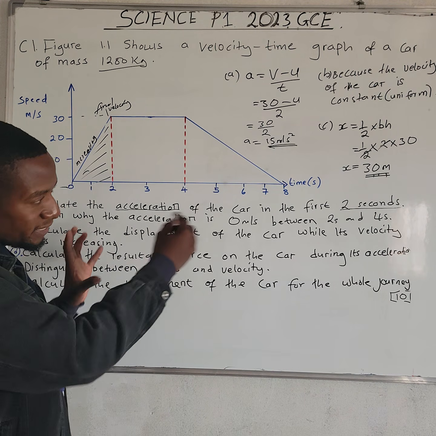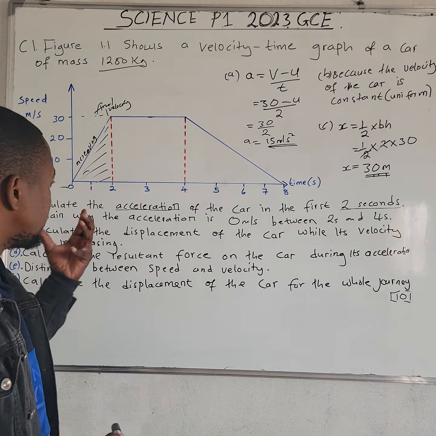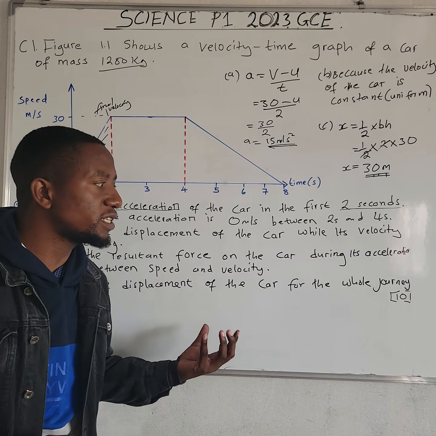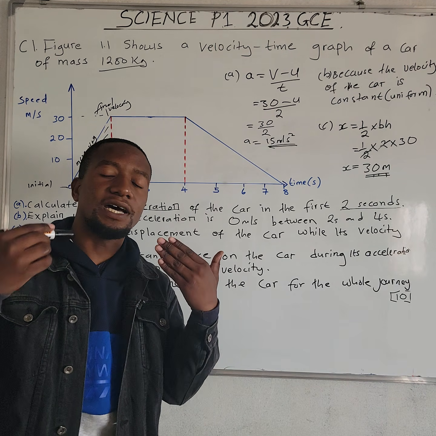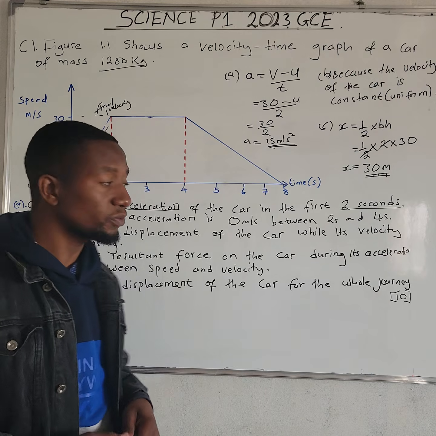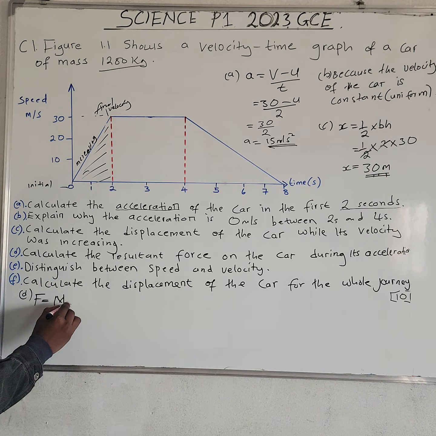And we have also found acceleration in one of the questions here. So they want us to find the resultant force. In this case, we are going to use Newton's second law of motion. This is our D. So we are going to say force is equal to mass times the acceleration.